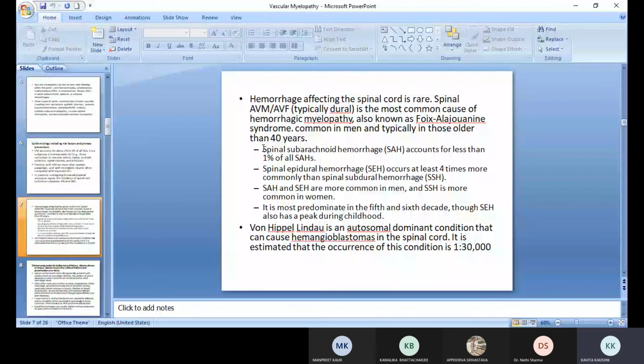Then spinal epidural hemorrhage, which occurs at least 4 times more commonly than subdural hemorrhage. Subarachnoid hemorrhage and epidural hemorrhage are more common in men, and subdural hemorrhage is more common in women. It is more predominant in the 5th and 6th decades and also peaks during childhood. Then von Hippel-Lindau is an autosomal dominant condition that can cause hemangioblastomas in the spinal cord, and the ratio is 1 in 30,000 in the population.